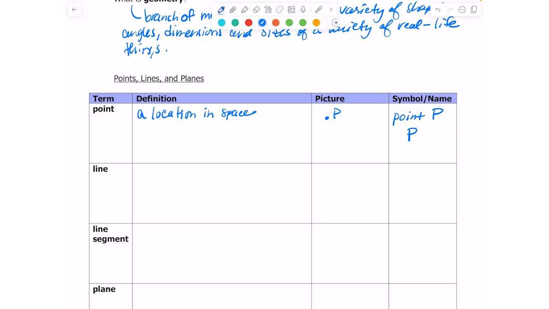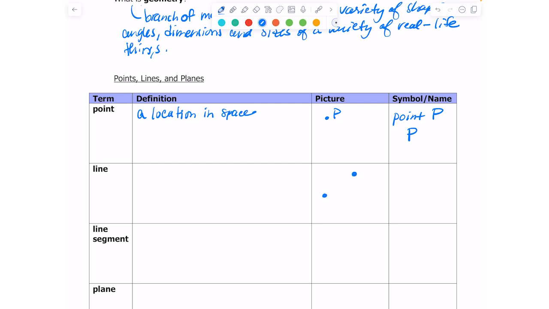An example of a point is if you were to pull out your phone and look at maps and look at your location, you would be a point on that map, right? So you are in a specific location. Points have zero size.